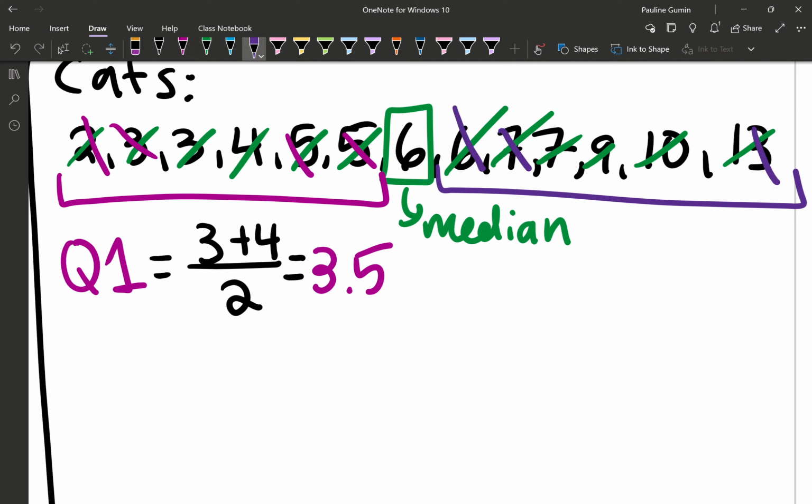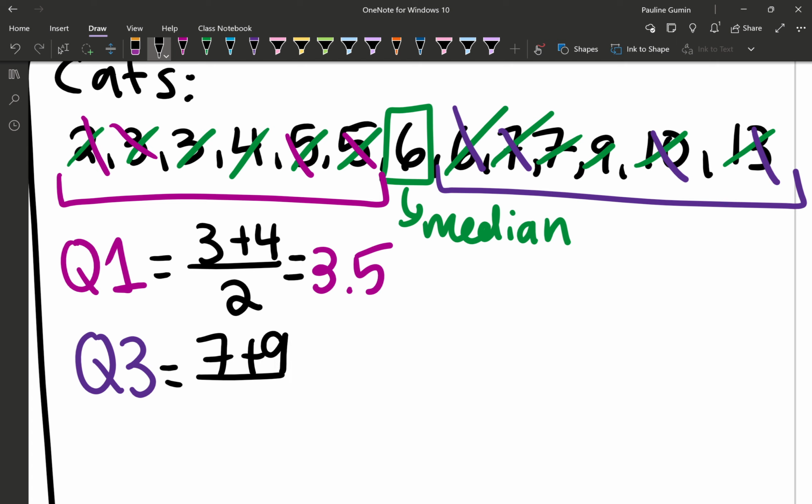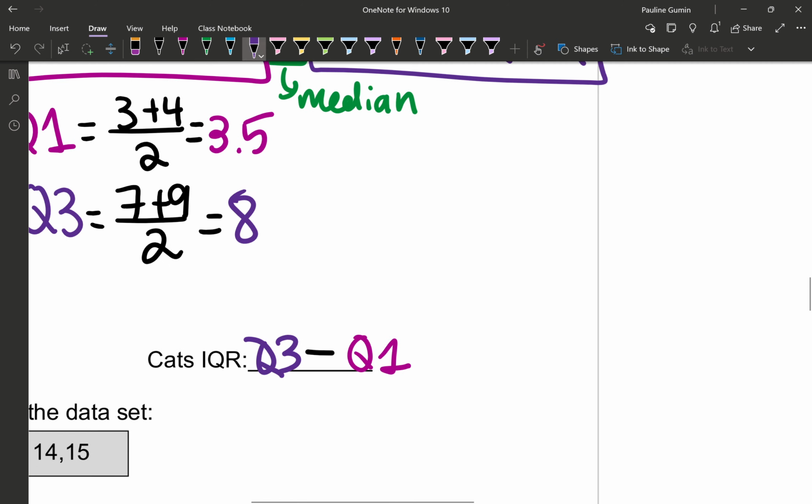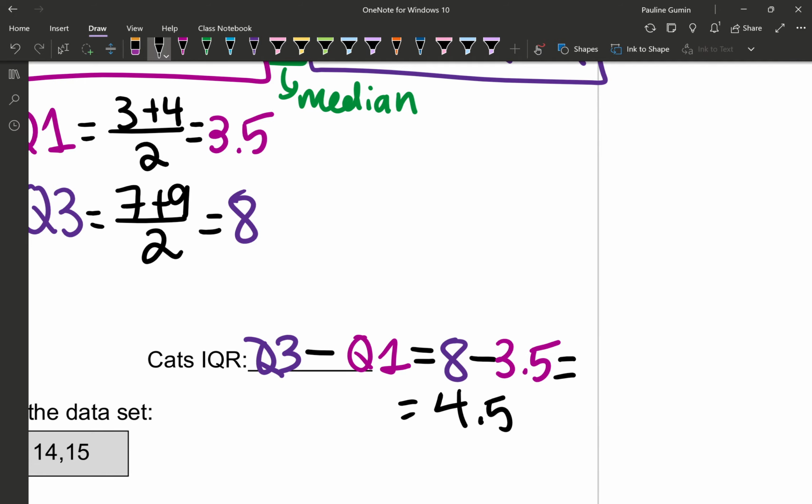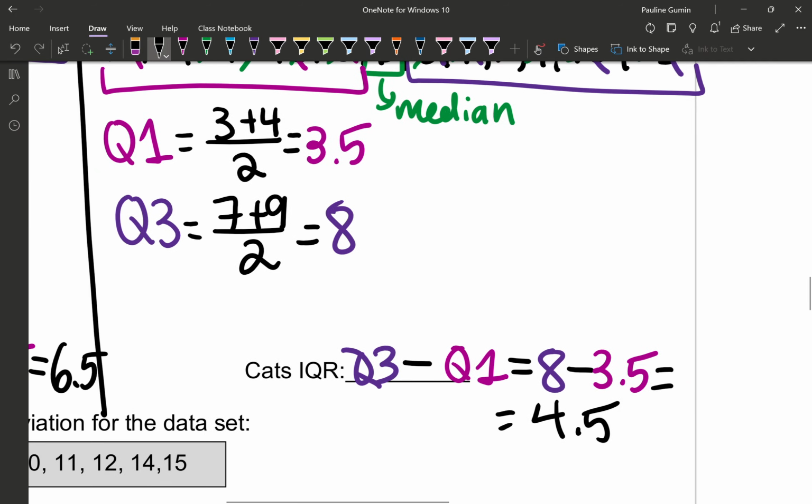And I had 3 plus 4, and divide that by 2. 3 plus 4 is 7. 7 divided by 2 is 3.5. Let's find Q3. Looks like I have 2 in the middle again. For Q3, we're going to add those two numbers, 7 plus 9, which is 16. Divide that by 2, and we get 8. So for our IQR, we'll have 8 minus 3.5, which equals 4.5.